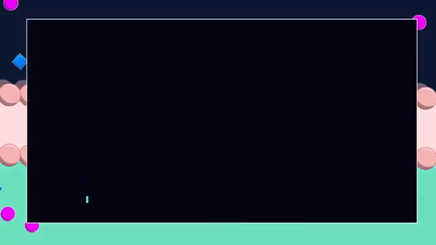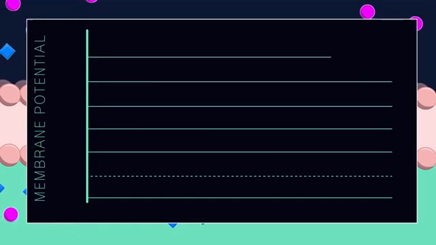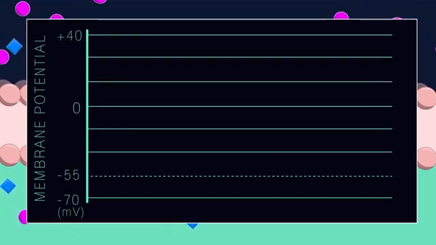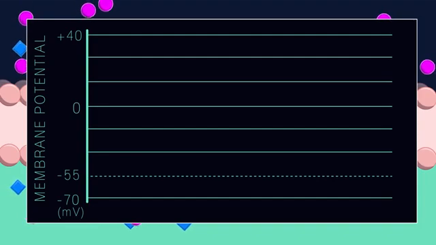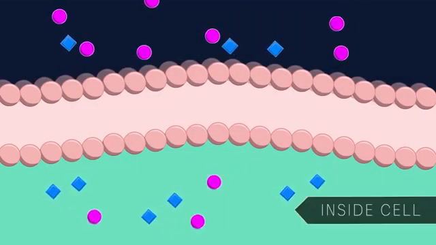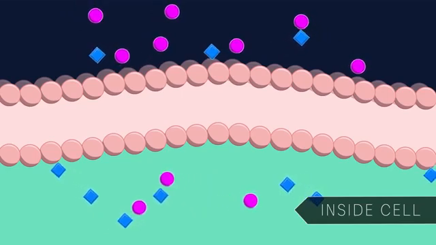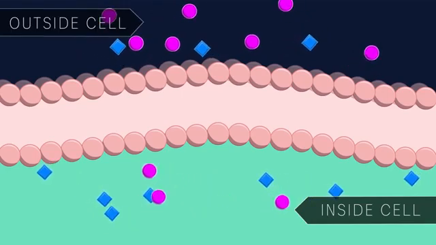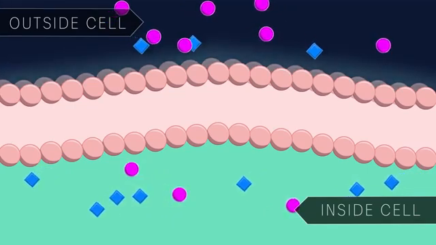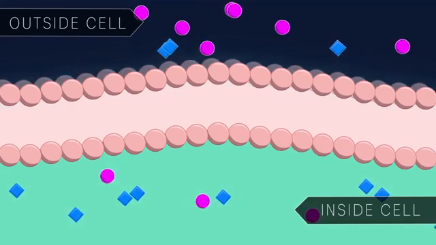The difference in total charge inside and outside of the cell is called the membrane potential. At rest, when no signals are being transmitted, a neuronal membrane has a resting potential of approximately -70 millivolts. This means that the inside of the cell is approximately 70 millivolts less positive than the outside. Both the chemical and electrical gradients we just discussed contribute to establishing this potential.